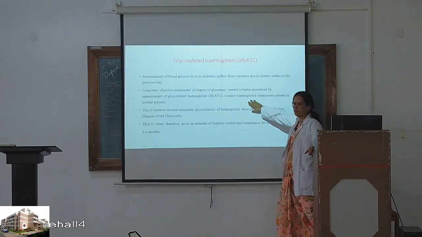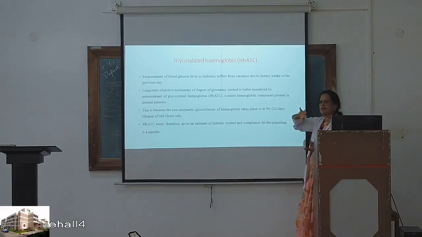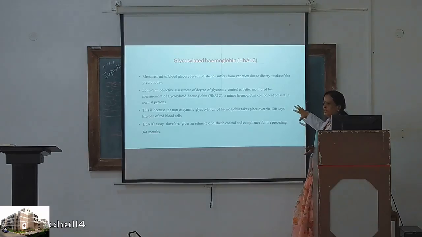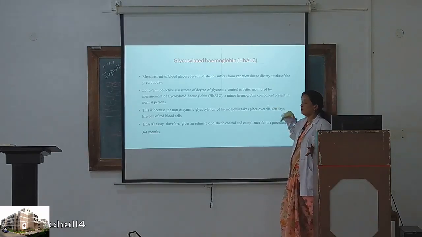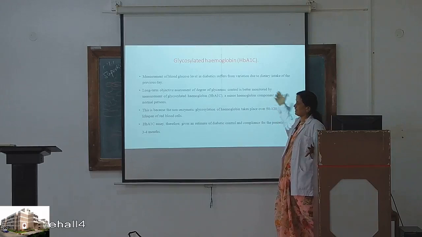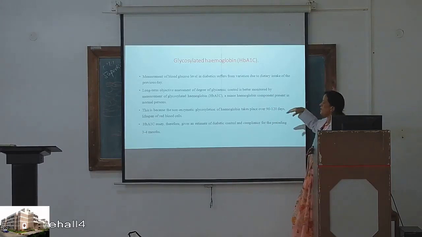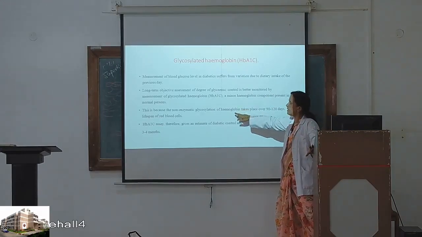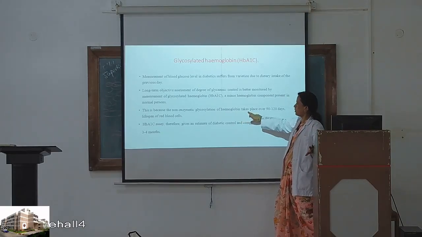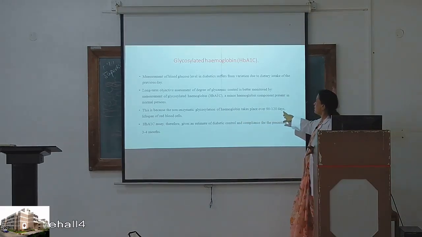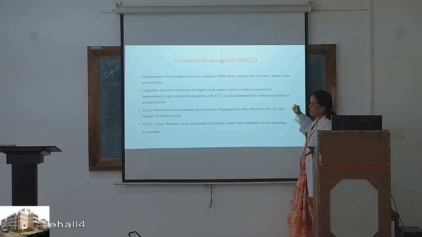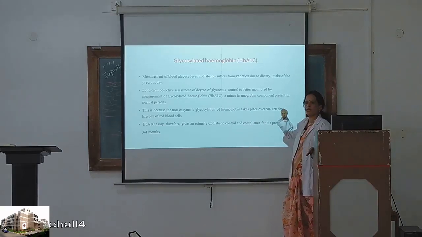So why is HbA1c important? So it tells us about the long-term values of glucose. So how the glycemic control is there. Because the non-enzymatic glycosylation of hemoglobin takes place over the 90 to 120 days lifespan of red cells.